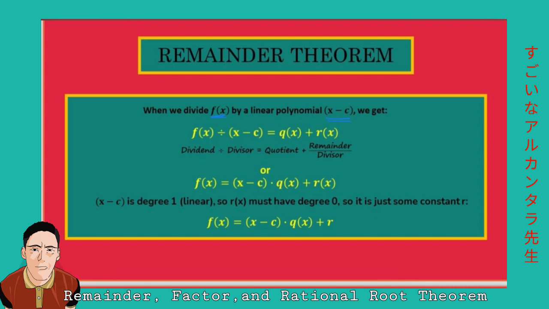Anyway, so we have the polynomial f of x divided by a linear polynomial x minus c.